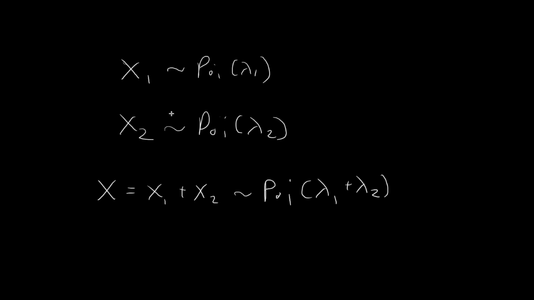In this video, I'm going to prove that if X1 and X2 are both independent Poisson random variables with parameters lambda1 and lambda2, then if we add them together, the resulting random variable will also be a Poisson random variable with parameter lambda1 plus lambda2.